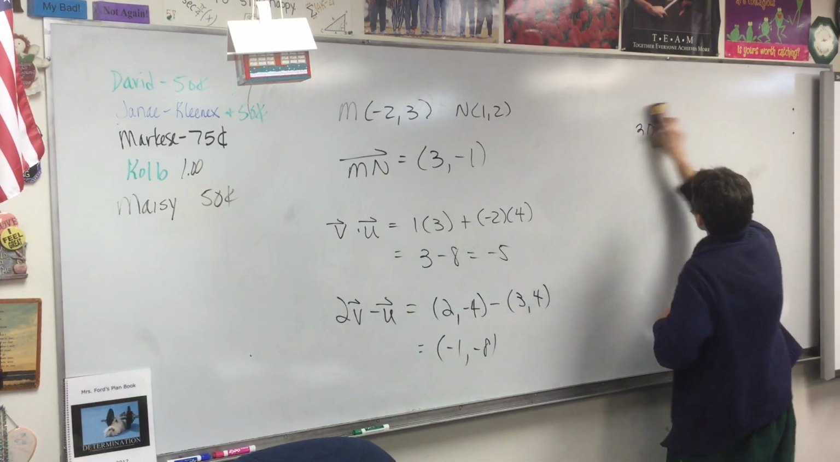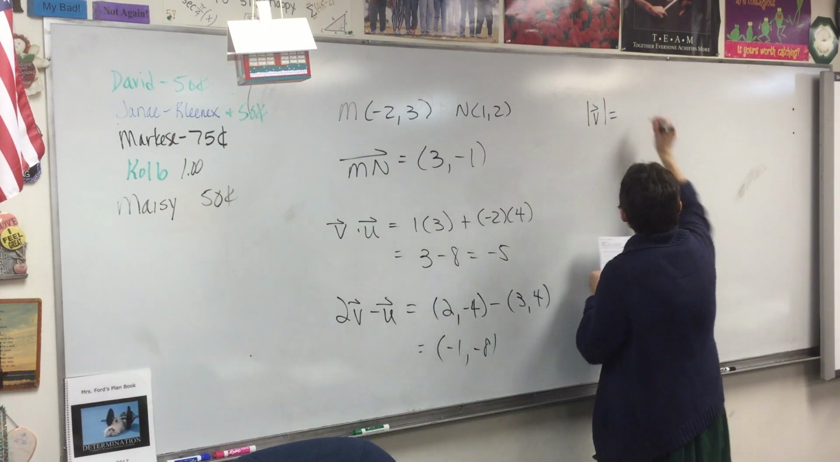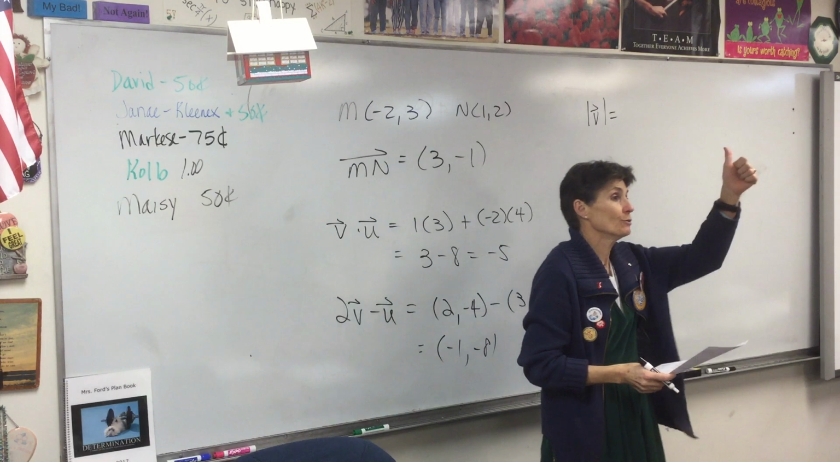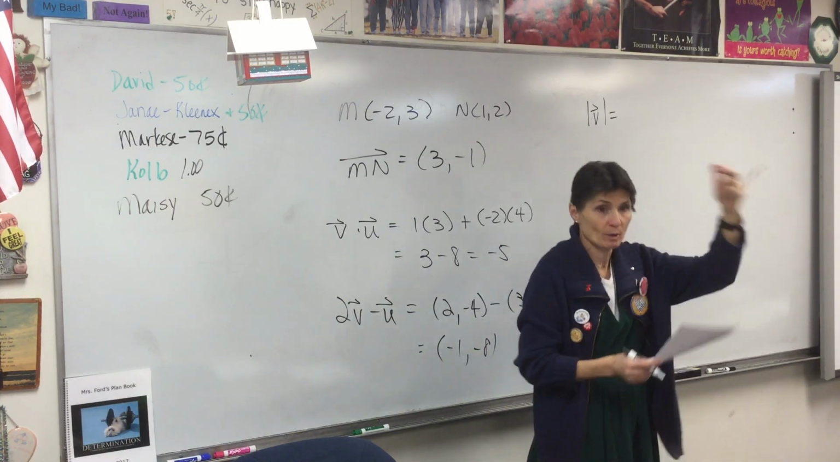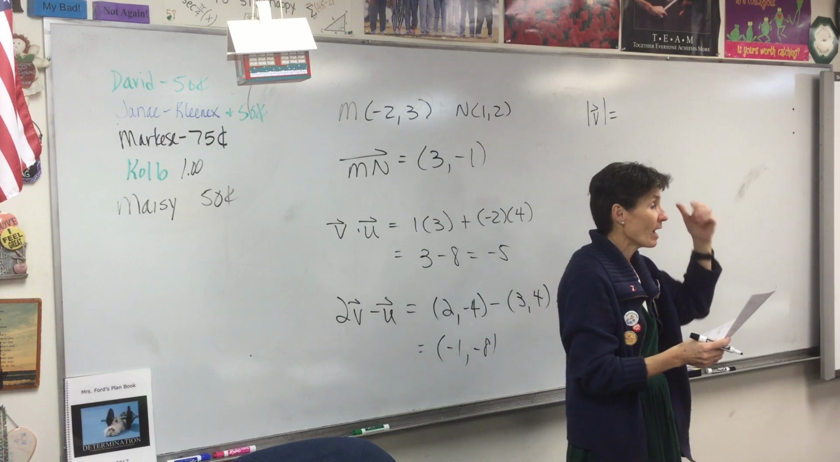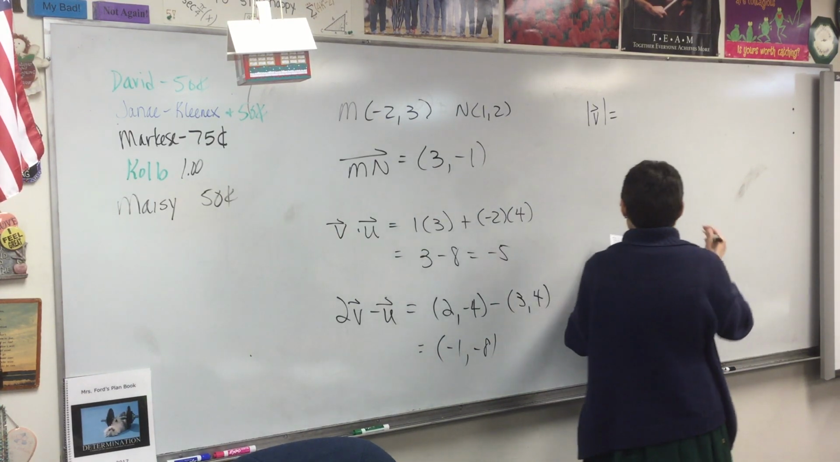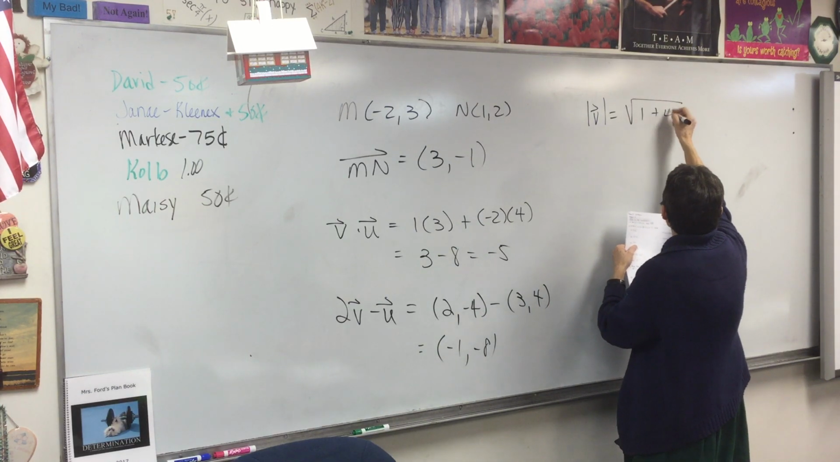What is C talking about? Gotta find the magnitude. To find the magnitude, you square, add them up, take the square root. Believe it or not, some of us missed that on yesterday's quiz. All right, so let's see. Square, add them up and take the square root. That's going to be 1 plus 4, root 5.